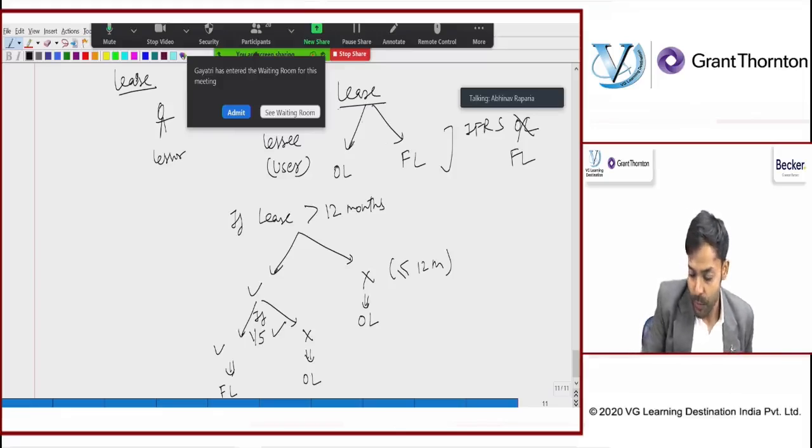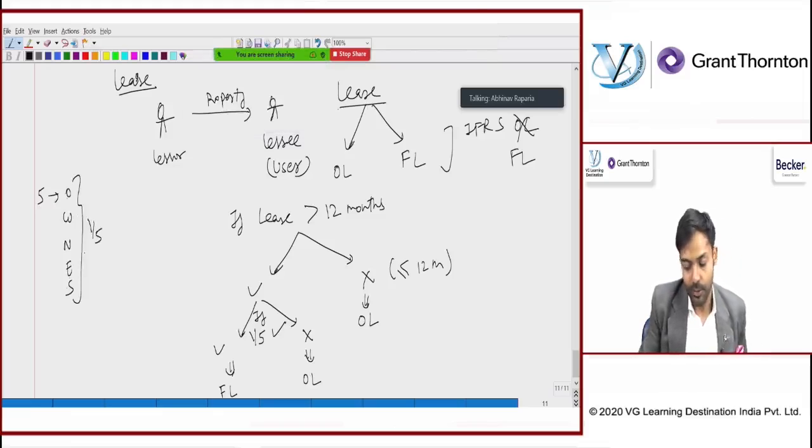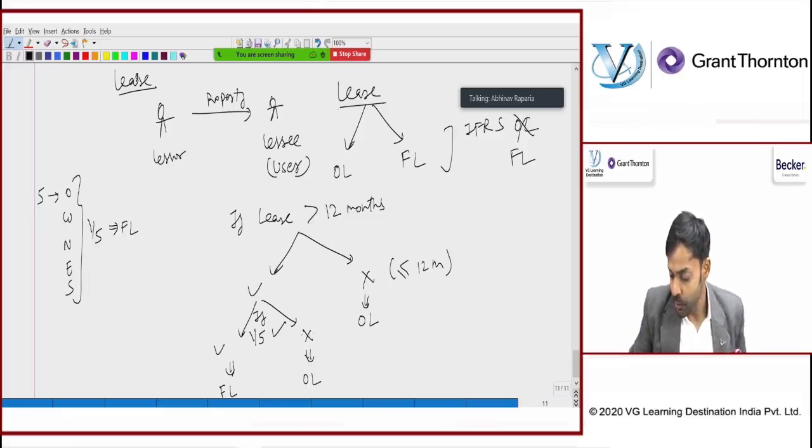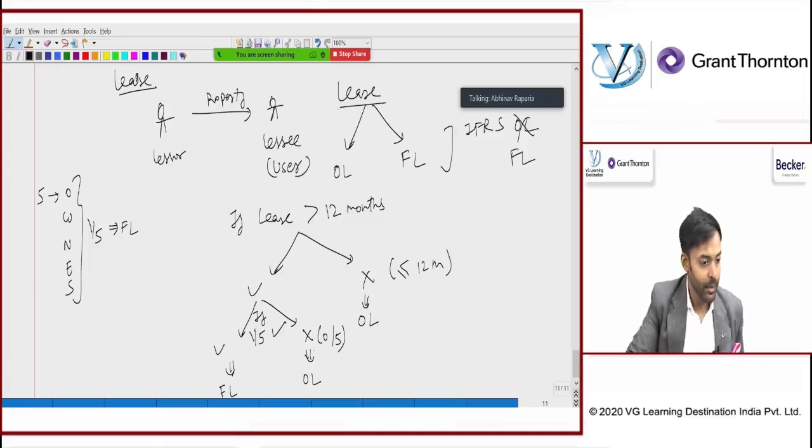Okay, so what is 1 by 5? There are 5 conditions, which is called OWNES. If you are satisfying any one of the conditions, in that case, that would be a financial lease, right? In case you're not satisfying even one of the conditions, it would be categorized as the operating lease, right? Let's go to the material and see.